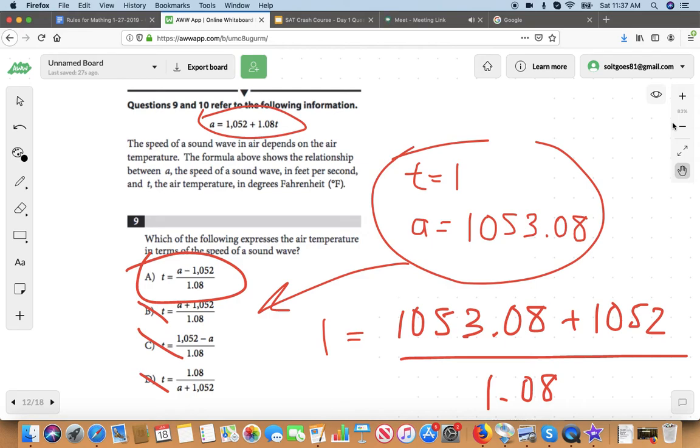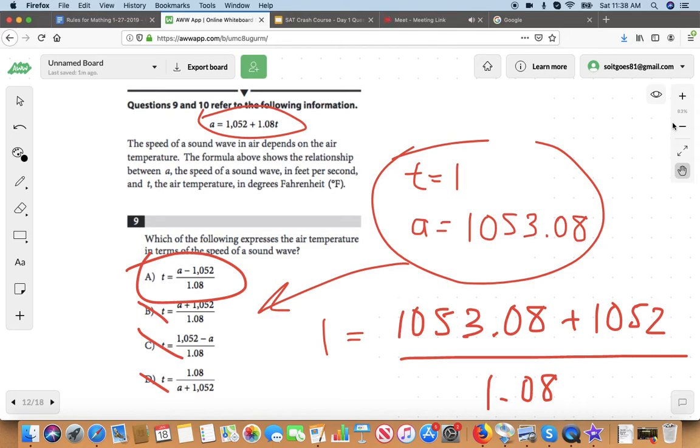Now, I'm not saying it's super easy to set this up. What if you plugged in 0 for t? Actually, you could eliminate two answer choices if you plugged in 0 for t. Because then A would still be 1052, if t was 0. Does that make sense? So you're not adding anything, so A would be 1052, and then you could eliminate the one that would be negative, like negative 1000.